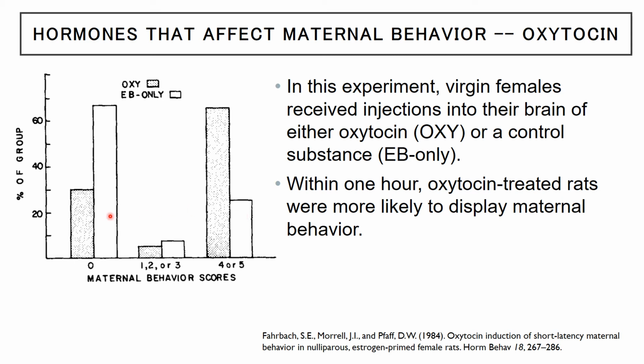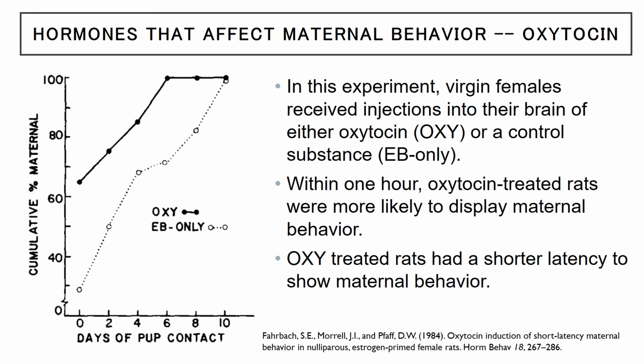If you just inject a naive rat with oxytocin, you can see you can cut the percentage of those rats that are showing no maternal behavior to less than half, and there's more than 60% of the rats showing maternal behavior. This is all within an hour. So within an hour of being treated, they are much more likely to show maternal behavior. Clearly, oxytocin is playing a major role in inducing these changes.